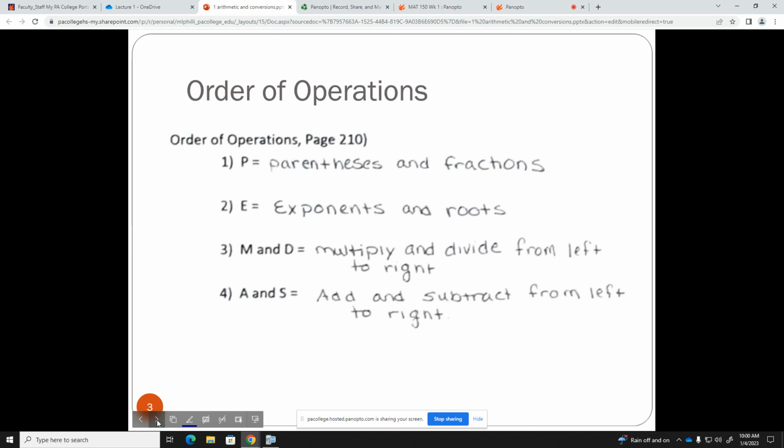Third, the M and the D in PEMDAS represent multiply and divide. Those operations should happen from left to right. And finally, the A and S in PEMDAS represent add and subtract. And again, these operations are at the same level and they happen from left to right.